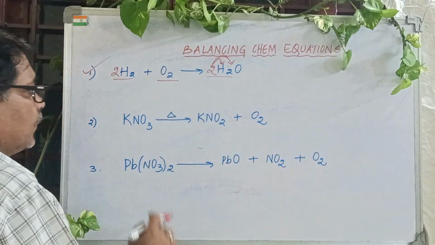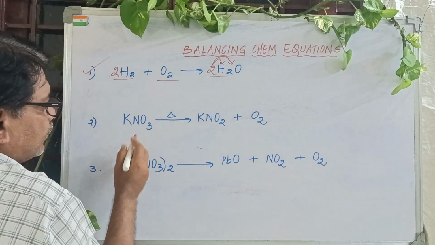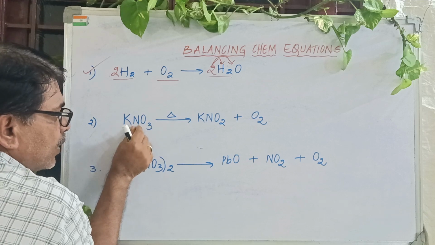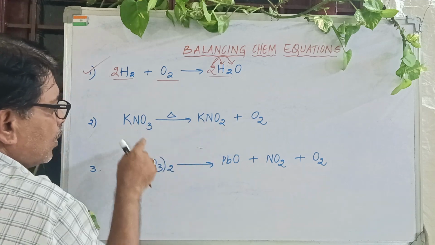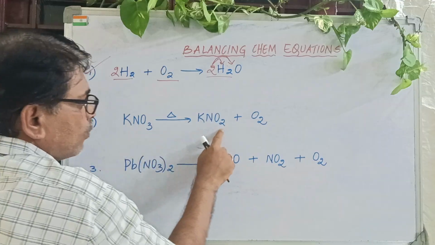Now the next one on the board: KNO3, potassium nitrate, gives rise to potassium nitrite plus oxygen. How many K's are there? K is 1. How many N's are there over here? N is 1, just 1. N is also 1 on the other side. O's are 3 on the left, while O's are 4 on the right.